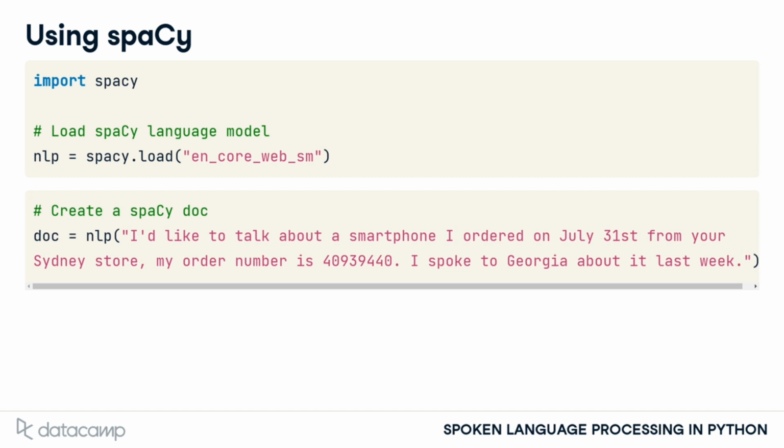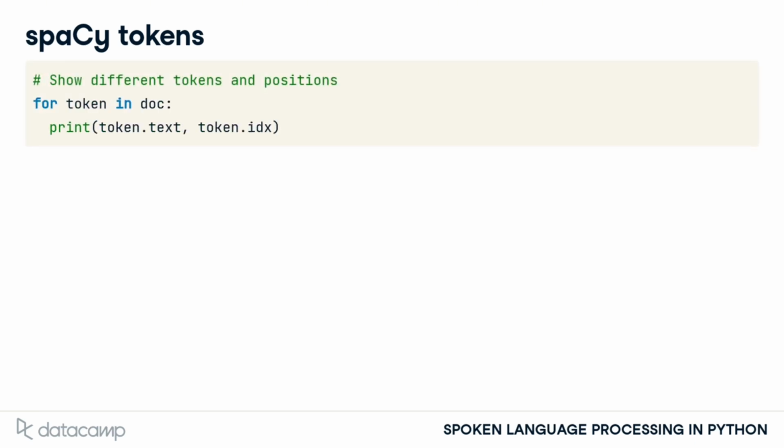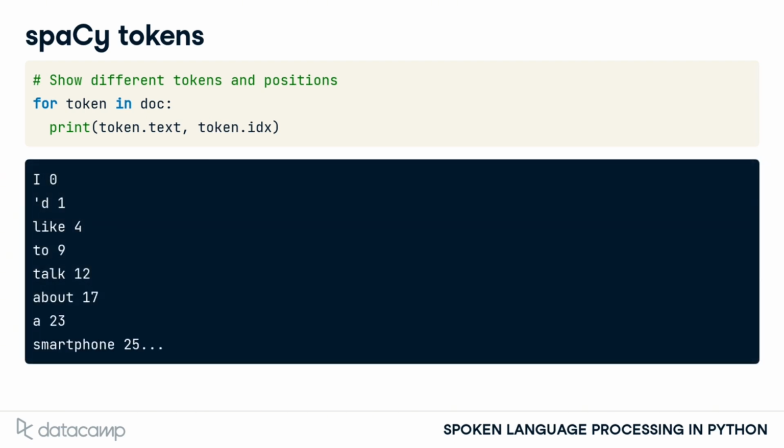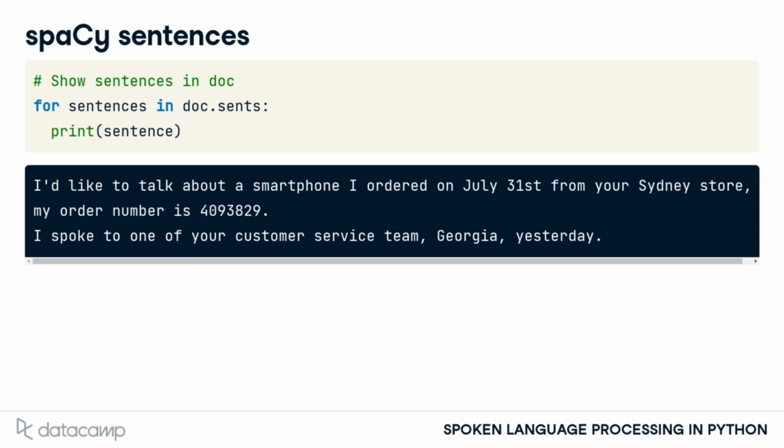Now we've got a spaCy doc, we can use spaCy's built-in features to find out more. You can see what tokens a doc contains and the index where they start using .text and .idx on objects in your doc. The number returned by idx indicates the index of the first letter in the token. You can see where the sentences are with .sents. Here, spaCy has broken the text in our doc into sentences.